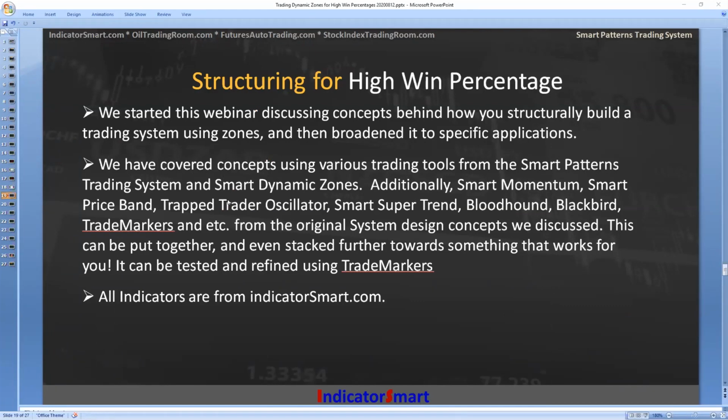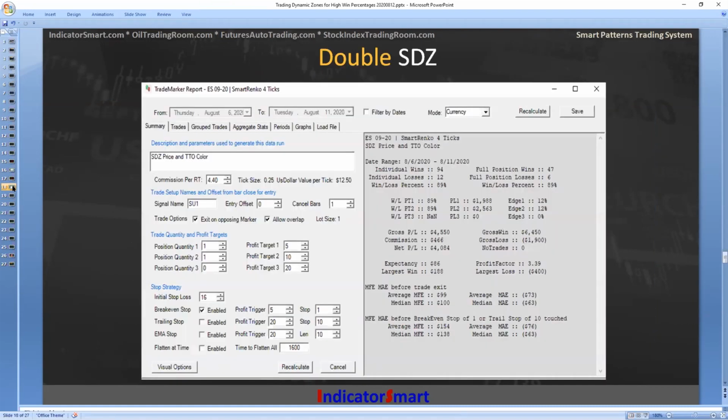So you can input anything in there. And then you can put it all together and stack these things together. If any of those given components stands on its own in the way that we just tested, what were we using to do that test? We used trade markers from IndicatorSmart, smart trade markers. That's what we use to get these reports and mark the charts so that we get statistics.